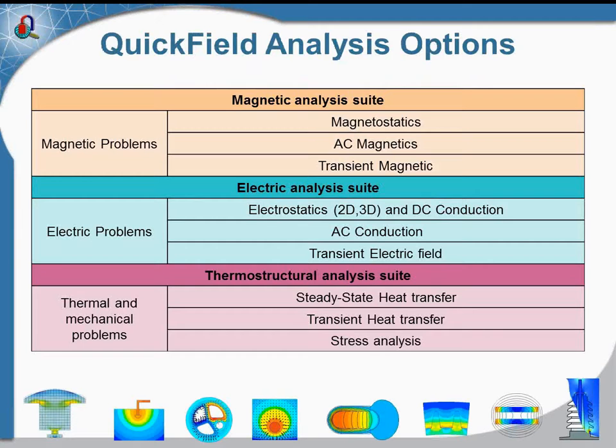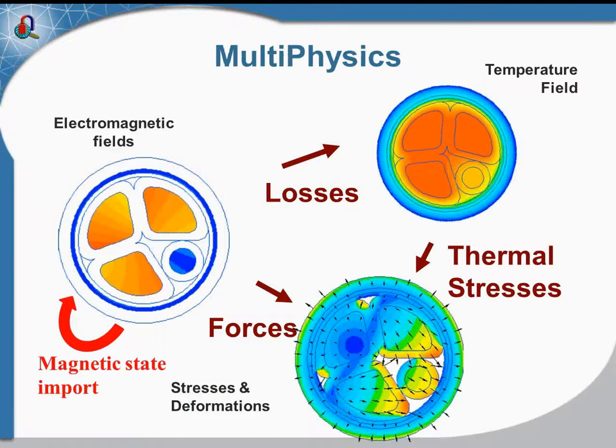Let me start from the brief overview of QuickField analysis capabilities. This slide shows the set of QuickField types of analysis. They may be grouped into electric suite, magnetic suite, and thermostructural suite. Also, it should be mentioned that many types of analysis may be combined, as it is shown on this slide, and this makes QuickField a powerful tool for multiphysical analysis.